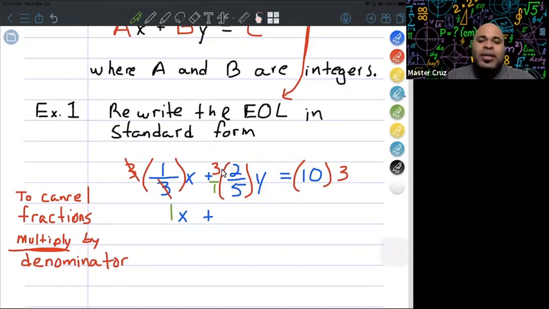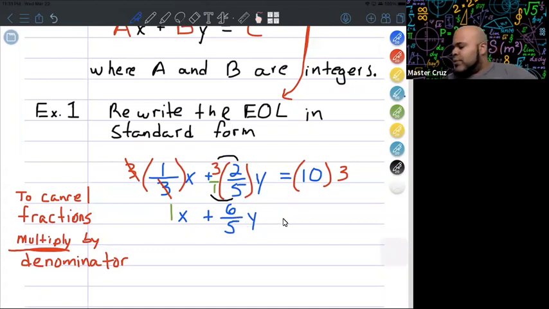And the way that you do that is that you make the whole number a fraction by writing it over 1. And then you multiply: if I say TBT, you say BBB. That means top by top, bottom by bottom. So 3 times 2 is 6 over 1 times 5 is 5. Okay. And you put a y over there. So 1x plus 6 over 5y equals 10 times 3 is 30.